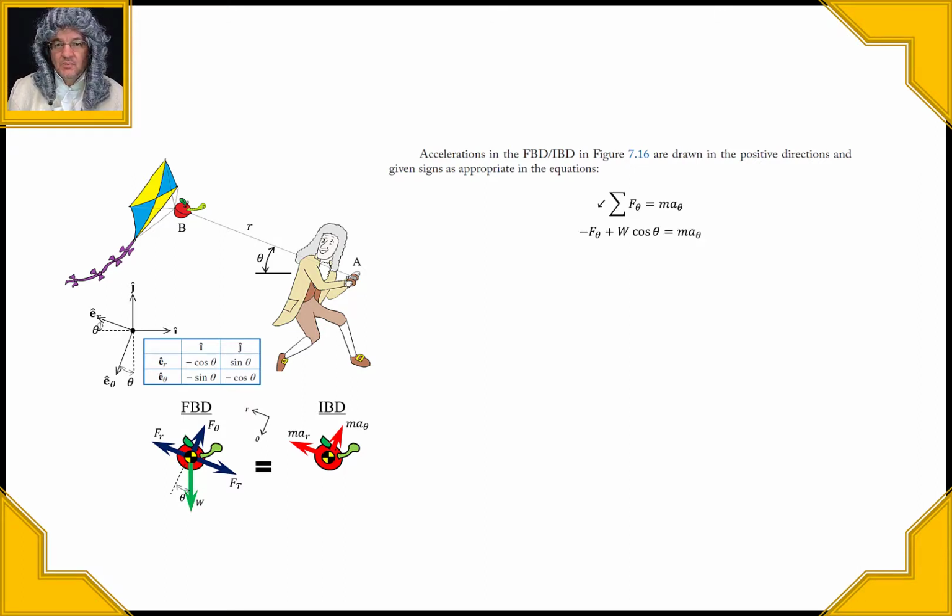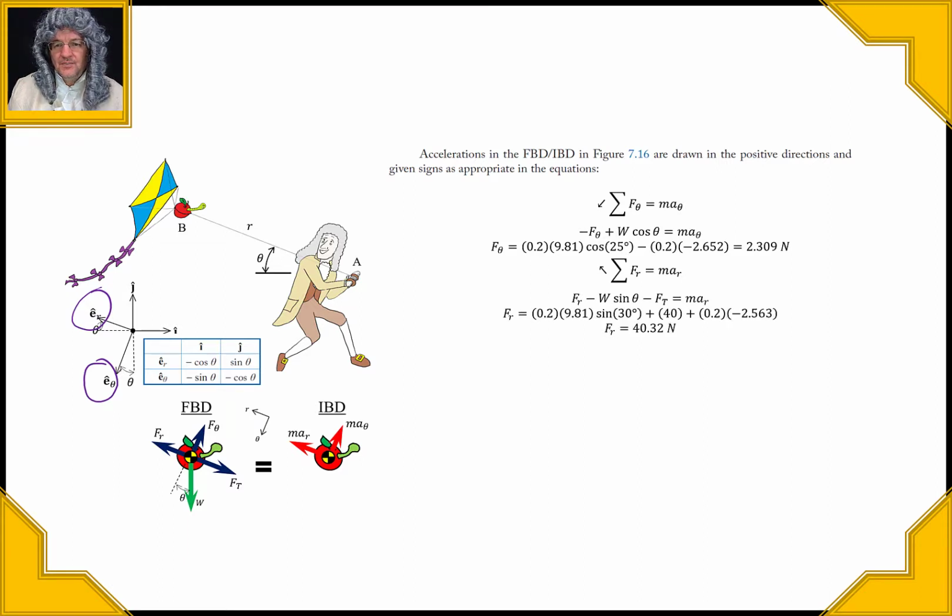So when we plug these numbers in, we have to decide what is going to be positive. We have to be very careful about what we've defined as positive. But we know that we already had made that decision right in here, right? And we plug these in, and we find in the theta direction, we have 2.309 newtons. And in the radial direction, we have 40.32 newtons, right? And we're very careful as we're writing these things out, that on the left-hand side are the forces, and on the right-hand side are the inertial forces right here. So we have the total force that is acting on them.